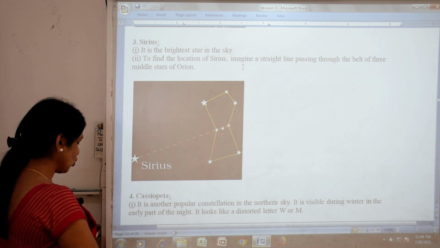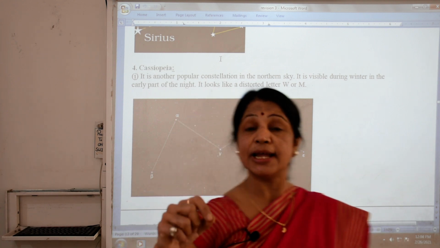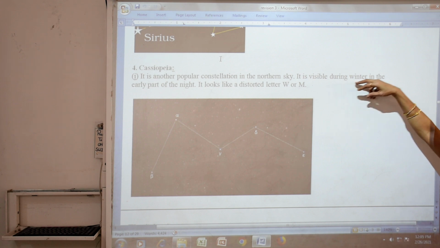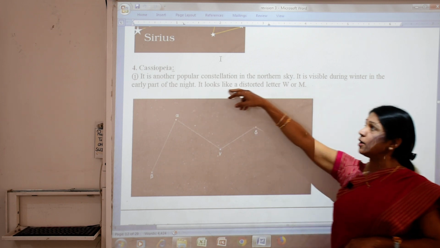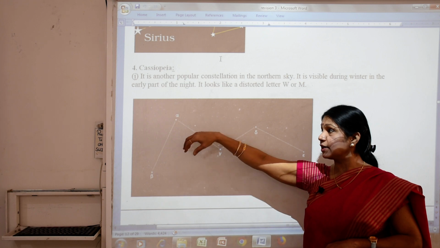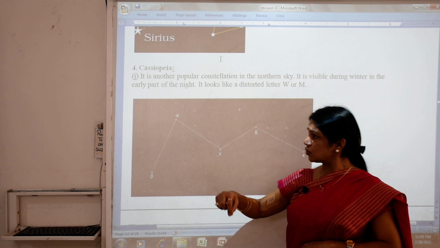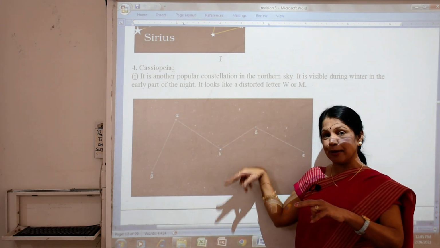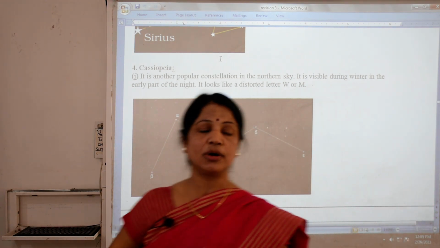Now the Cassiopeia. What is the Cassiopeia? It is another popular constellation in the northern sky. It is visible during the winter in the early part of the night, and it looks like a distorted W or M. What is the distorted W? That is mentioned here, a distorted W or M. Sometimes it is M form, sometimes it is W form. That is called the distorted W.